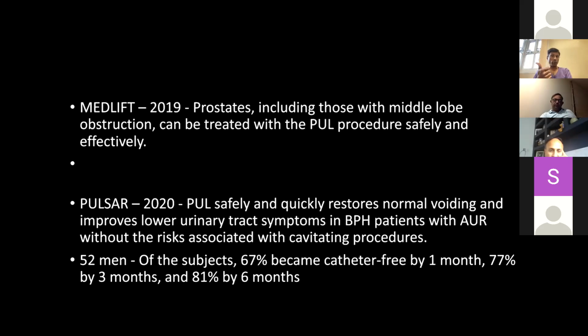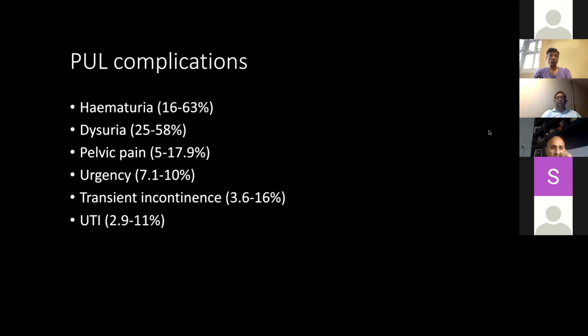Continuing with the evidence for the Urolift, the PULSAR study completed in 2020 was published in all the international meetings, AUA, PAUS, EAU, in 2021. It shows the safety of the Urolift in patients who had retention. This is mainly for acute retention, not for chronic retention. And there is a 67% chance that the patient may be catheter free. Again, whether the longevity of the procedure will be good, we don't know.